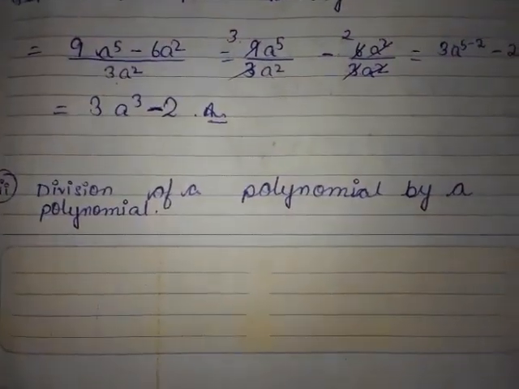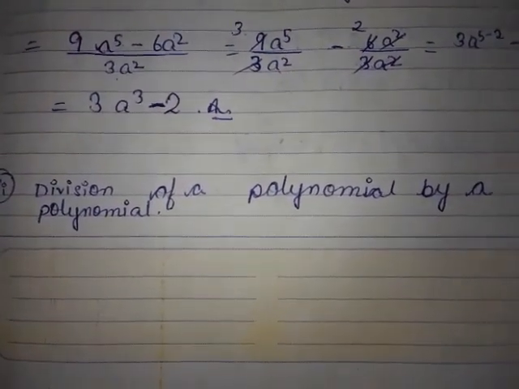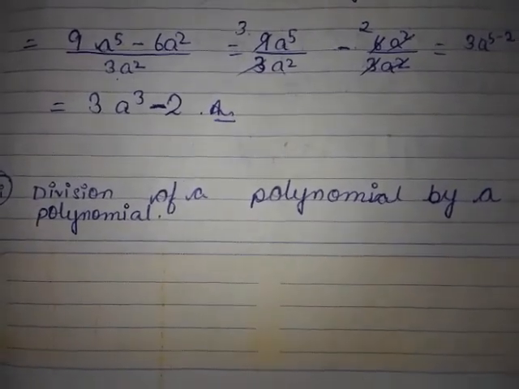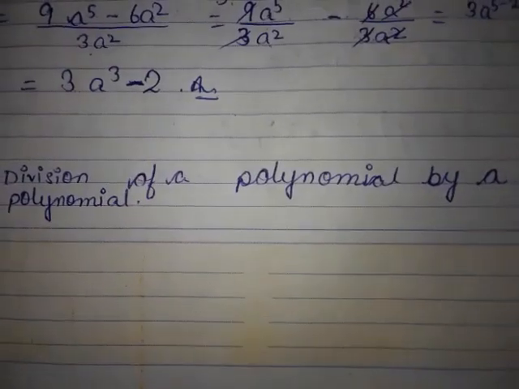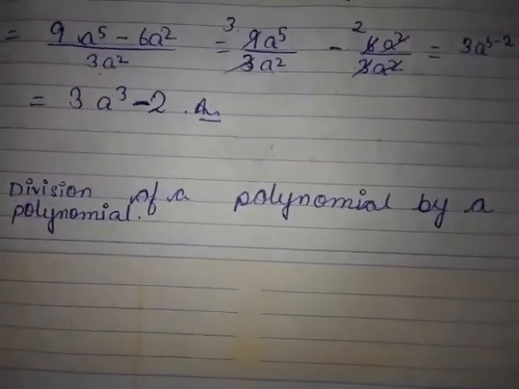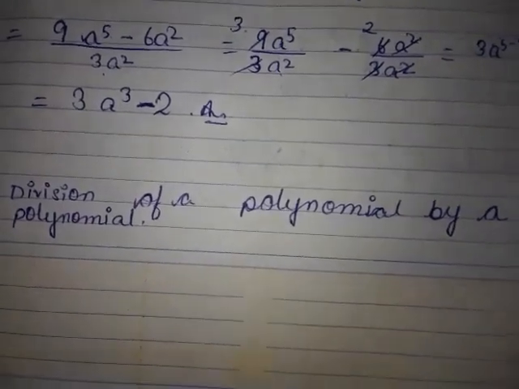Now the second step is, divide the first term in the dividend by the first term in the divisor to obtain the first term of the quotient. I will show you this. The third one is, multiply the complete divisor by the quotient and subtract.